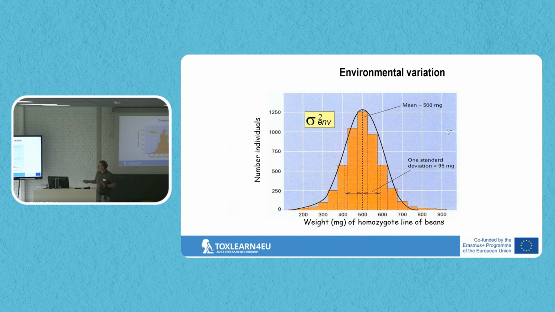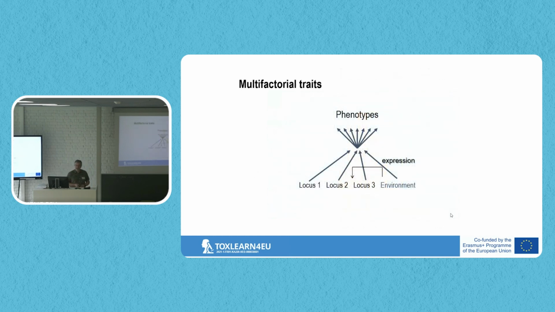If we look at environmental variation, this is a homozygote line of beans, right? So these are genetically identical. If we then take the weight of them and count the number of individuals, even then we see a normal distribution, and that's because of the environment, right? So one bean has, for instance, a lot of sunlight, one bean gets a lot of food, etc., and grows larger than the other one, right? So the environment also plays a role, which means that we have these multifactorial traits, and that makes them even more complex. We have the genotype, but we also have the environment playing in there, right? So it's making it more complex.